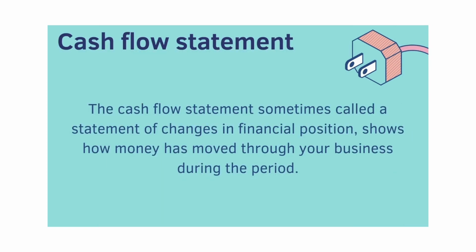Next is cash flow. The cash flow statement, sometimes called a statement of changes in financial position, shows how money has moved through your business during the period. It shows a company's cash inflows and outflows over a specific period of time, such as a month, quarter, or year. It helps investors and analysts understand the company's ability to generate cash and manage its cash.